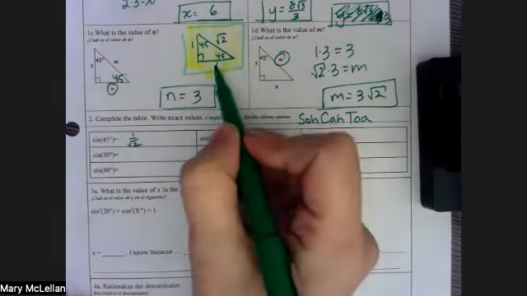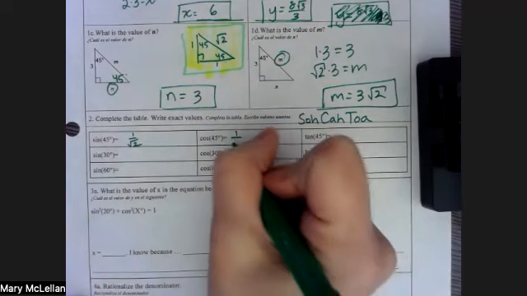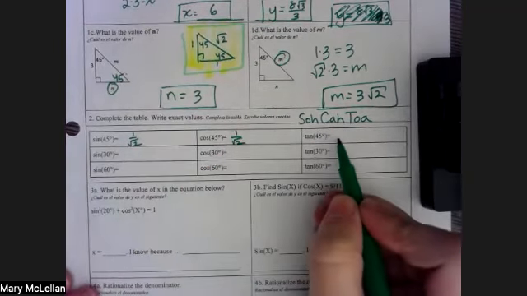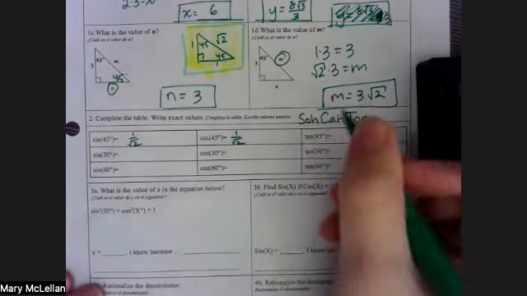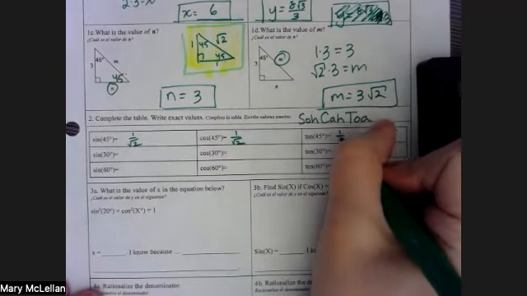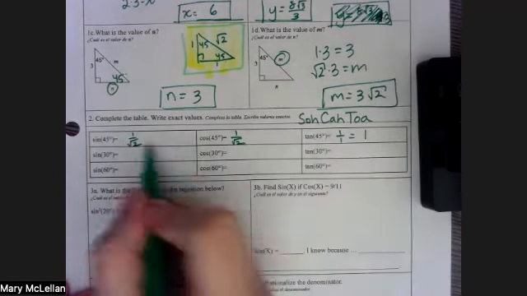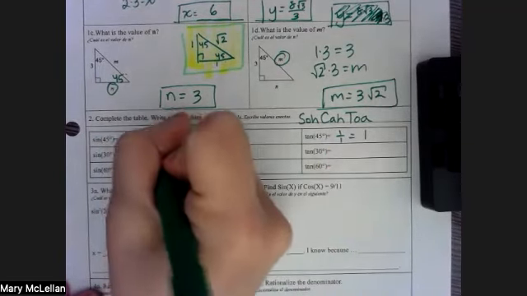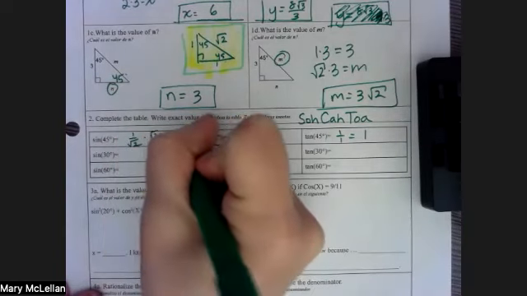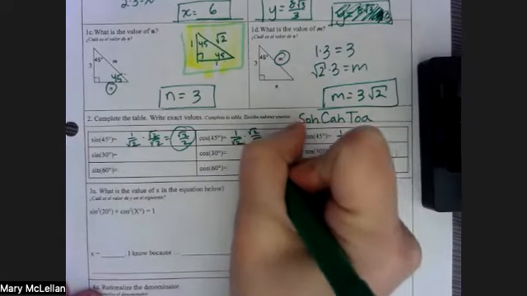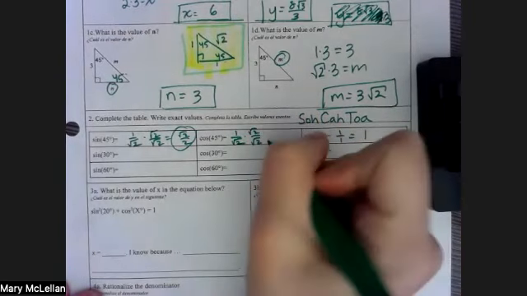Cosine of 45, well, that's adjacent over hypotenuse, 1 over the square root of 2. And tan of 45, well, that's opposite over adjacent. You might actually just know that this is equal to 1, which would be acceptable. I'm going to rationalize these denominators. I multiply top and bottom by root 2. Final answer.